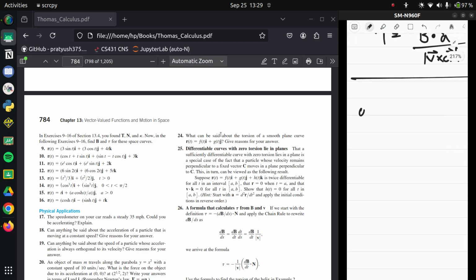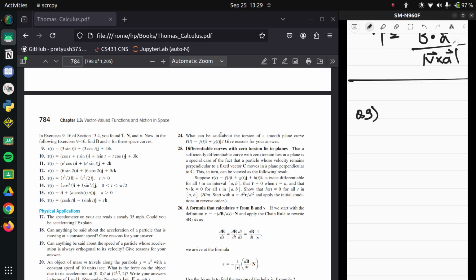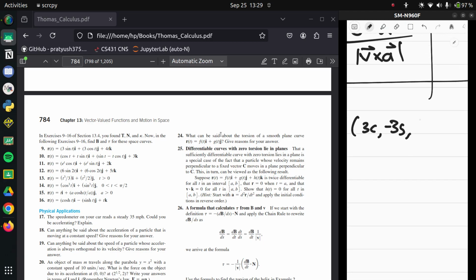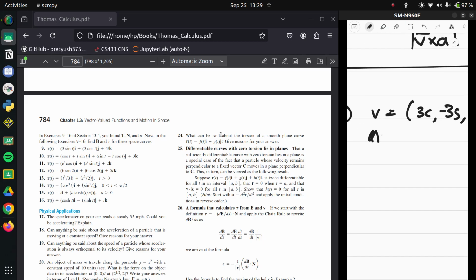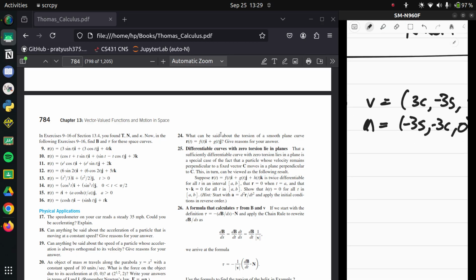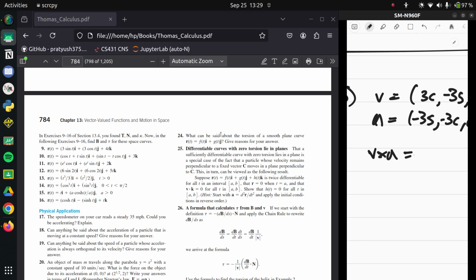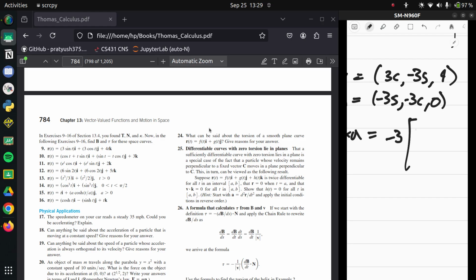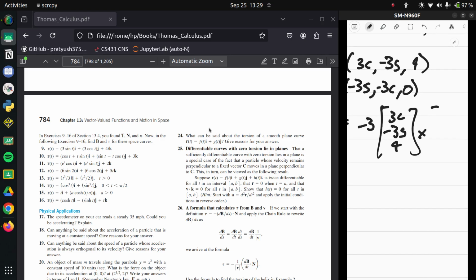Okay, let's go. Question number 9. What is this? So what's V? V is going to be 3 cosine, comma, minus 3 sine, comma, 4. Acceleration is minus 3 sine, comma, minus 3 cosine, comma, 0. So here V cross A will be like what? You can take the 3 out. So it's just minus 3 and then 3 cosine, minus 3 sine, 4, crossed with this, sine, minus 3 cosine, comma, 0.